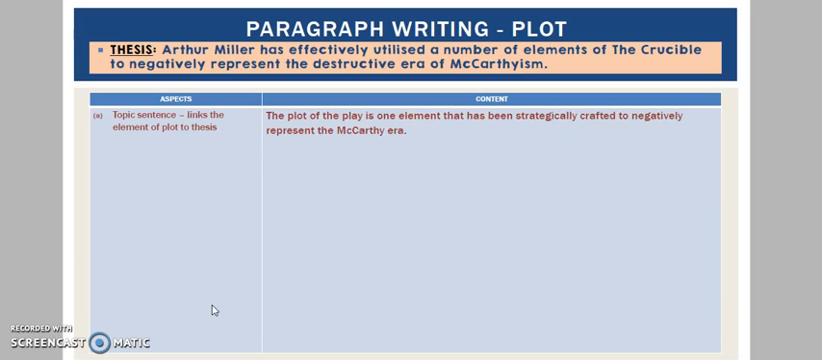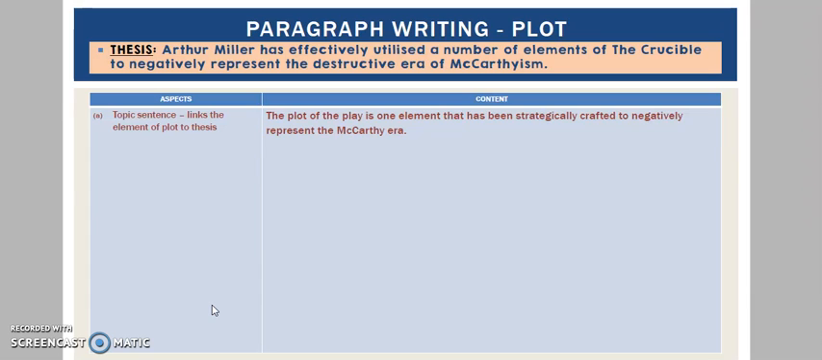This paragraph here is a plot example, but the same structure applies whether you choose to talk about plot, characters, theme, or language. Themes and characters is usually a wise choice, as there is quite a lot of substance and good quotes that you can use when discussing them.